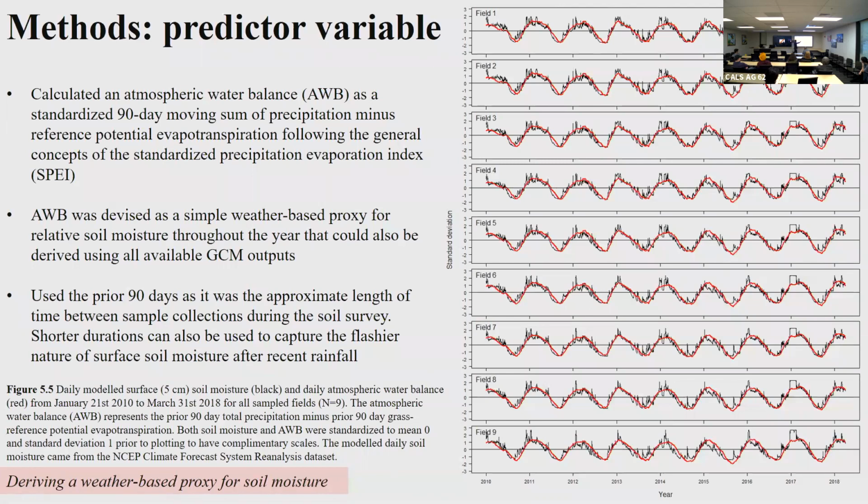Now over here, there's a data set of modeled soil moisture for each field that I collected from. That's in black. And then in red is the atmospheric water balance that I'm using as a proxy, because the global climate models that I'm going to use don't have a column for soil moisture. I have to derive one myself. And what's nice about it is that I'm using everything that's available, but I'm not treating them independently. I'm combining all of the information into one term because I don't want to deal with these multi-collinear problems with weather.